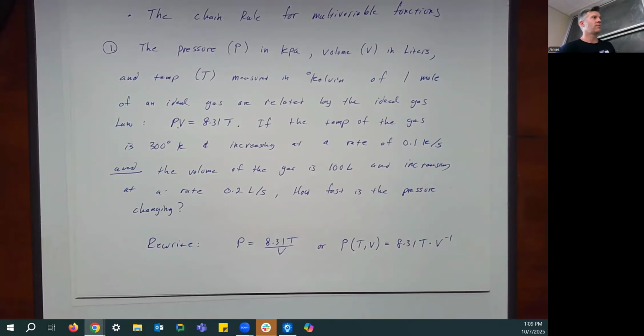So here's the idea, and this idea is going to hold a lot of the time for what we're about to do. P is a function of T and V, but both V and T are functions of time, right? We were told volume is increasing at 0.2 liters per second, and temperature is increasing at 0.1 degrees per second. So those are both functions of time. You could literally write V of little t equals 0.2 times t, and T of little t equals 0.1 times t. We don't need to do that though.